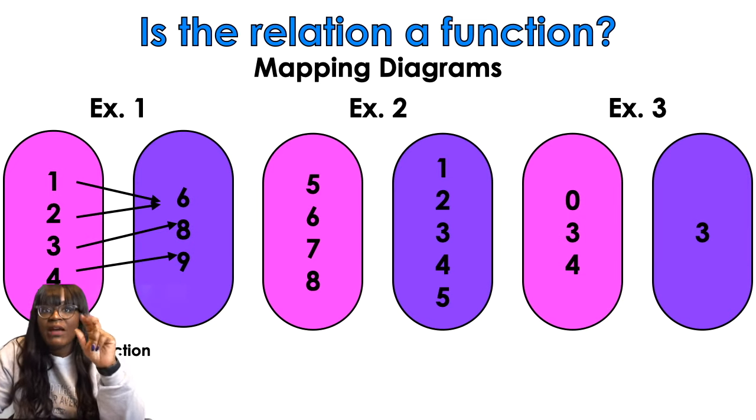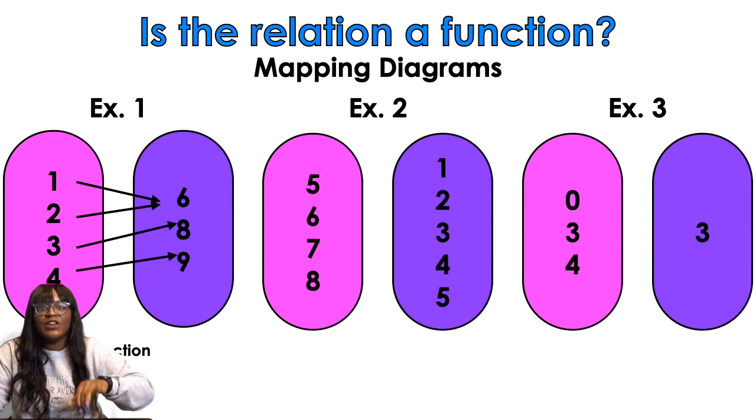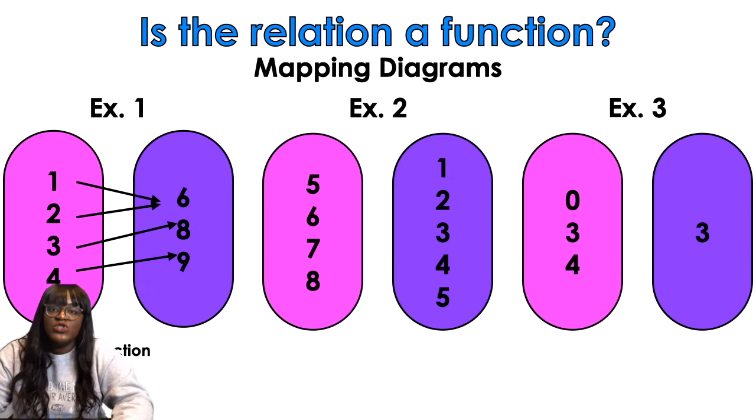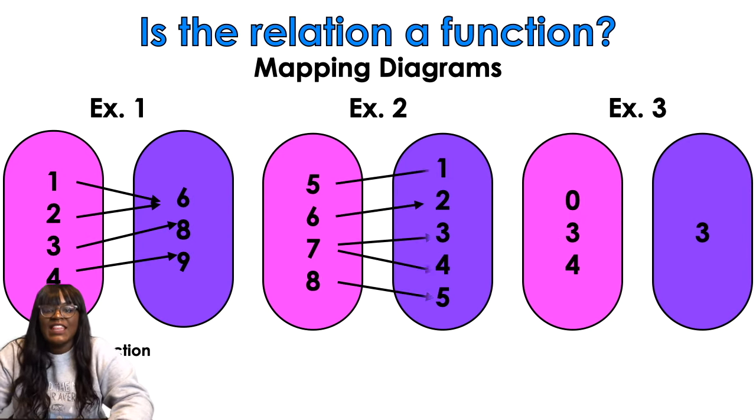It has two arrows pointing from it. So that means that that X value repeats. It's used twice. Anytime an X value is used twice, that means that thing is not a function.